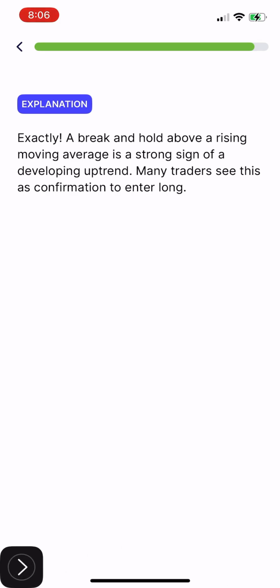Explanation: exactly. A break and hold above a rising moving average is a strong sign of a developing uptrend. Many traders see this as confirmation to enter long.